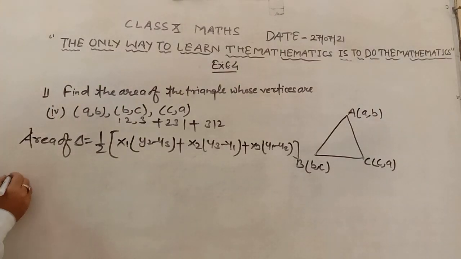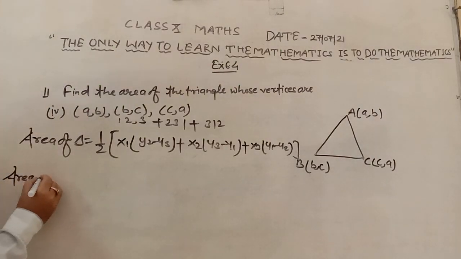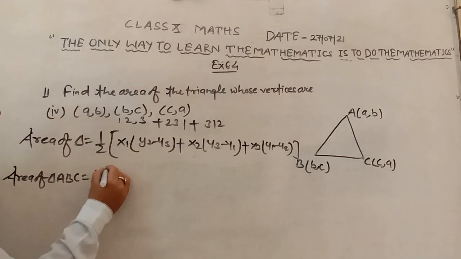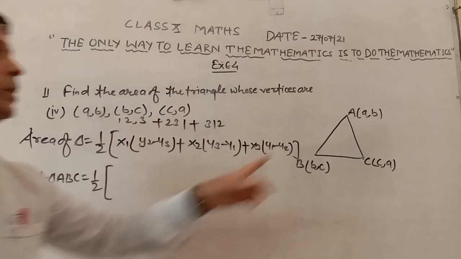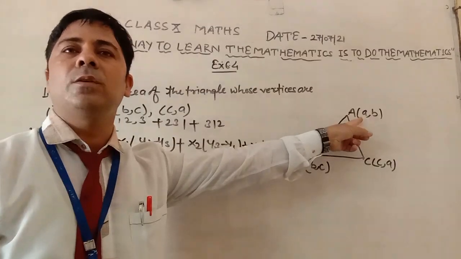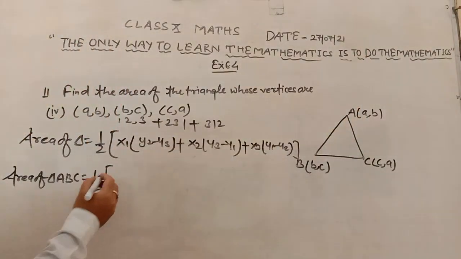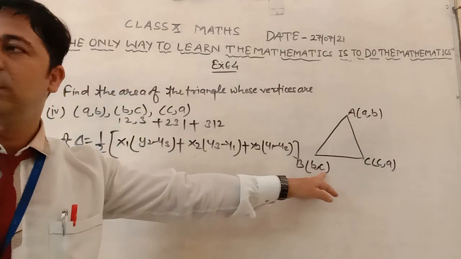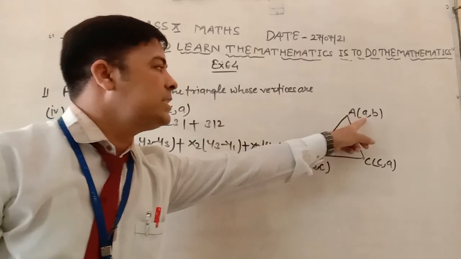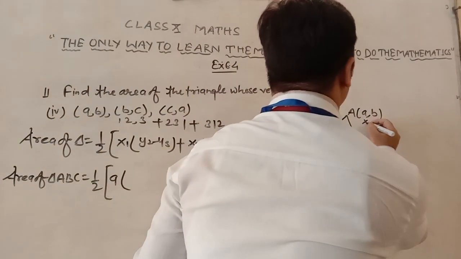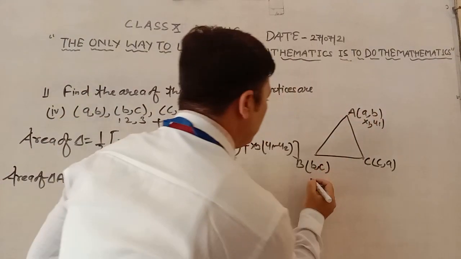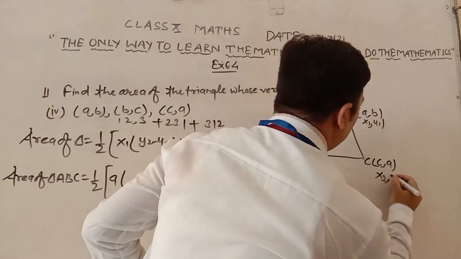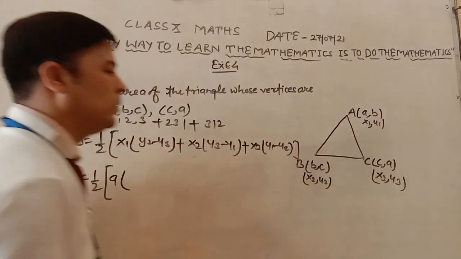The area of triangle ABC is equal to 1 upon 2. Here x1 is equal to a, and y2 is equal to c. If you have a problem, you can write down x1 y1, x2 y2 and x3 y3.